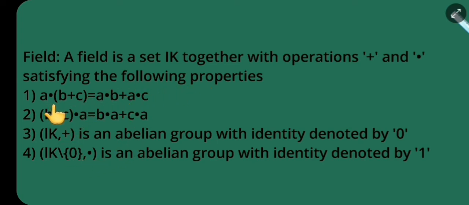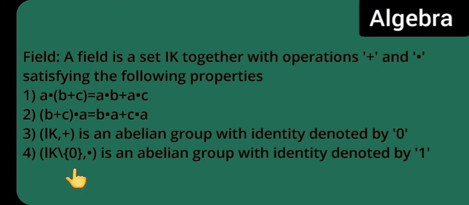First property: A times (B plus C) is equal to A times B plus A times C. Second: (B plus C) times A is equal to B times A plus C times A. Third: this is my abelian group with identity denoted by 0, and this is my abelian group with identity denoted by 1.